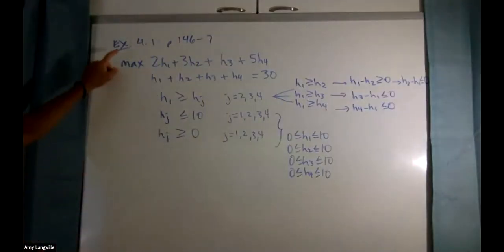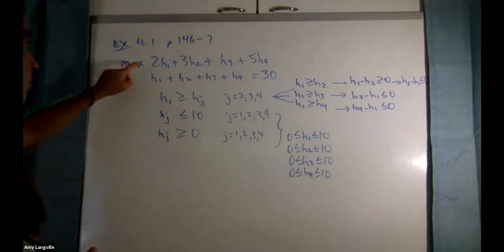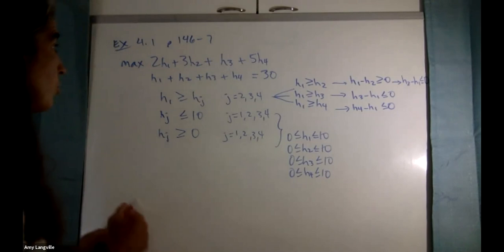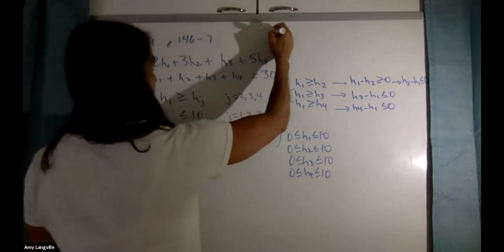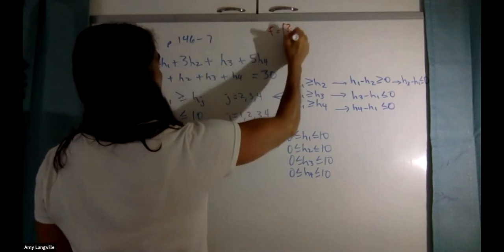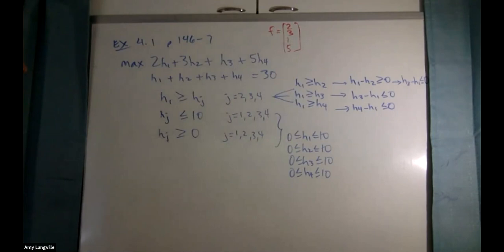Okay, so here's the model. Example 4.1, page 146, 147. Just copied it right here, and then started writing it out so we can get it ready to put in our software to solve this problem. So we can pull, let's maybe put this in red, we can pull off the coefficients. We can store those in a vector F: 2, 3, 1, 5. That's the coefficients for the objective function.